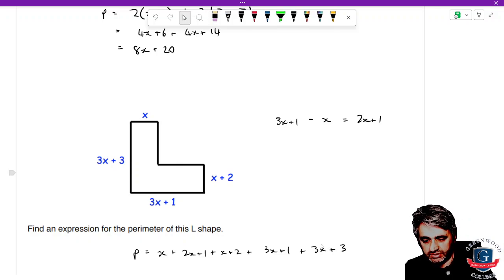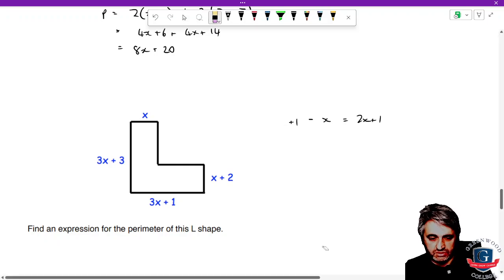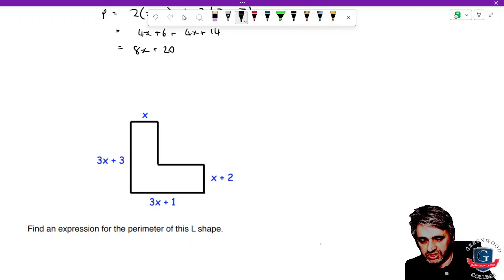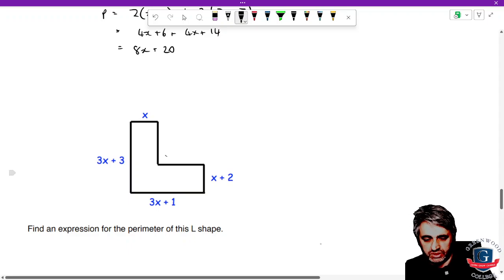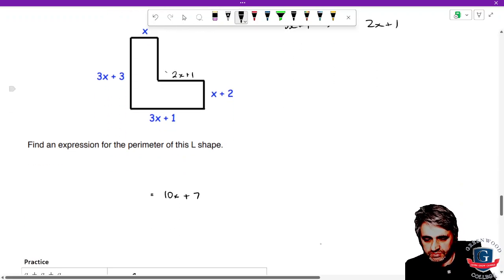So hopefully, I think I've done it for the whole last part of this. So I've got a lot of rubbing out to do. Okay, so we've got an unknown side, which is this one over here. We know it's going to be this length minus that length, so let's do it. So we know now that this length is 2x plus 1. We can now find the perimeter.